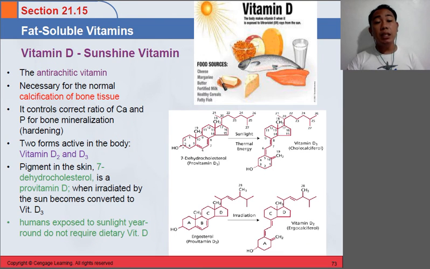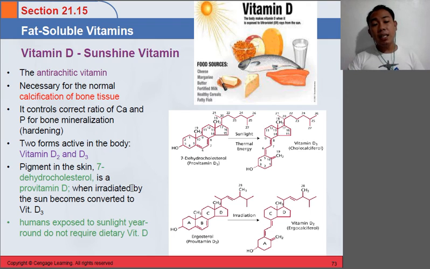Next, we have vitamin D, or the sunshine vitamin, the anti-rachitic vitamin, necessary for a normal calcification of bone tissue because vitamin D aids the absorption of calcium in the body. It controls the correct ratio of calcium and phosphorus for bone mineralization, or what we call hardening of the bone. We have two active forms in the body, vitamin D2 and D3.